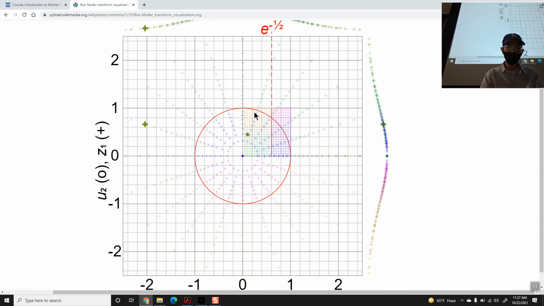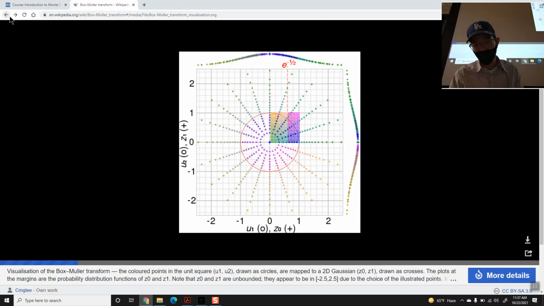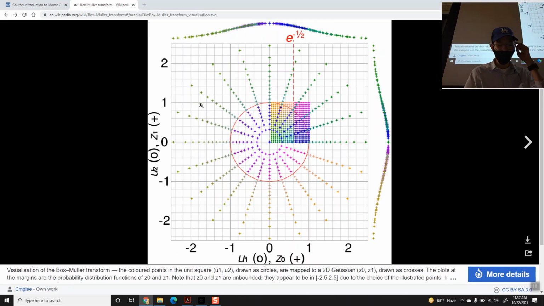Anyway, whoever came up with this illustration on Wikipedia, I give major props to them. Okay, CMG Lee, good job. I think this is so cool.